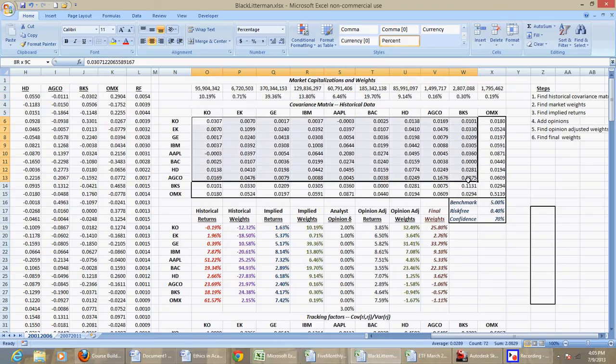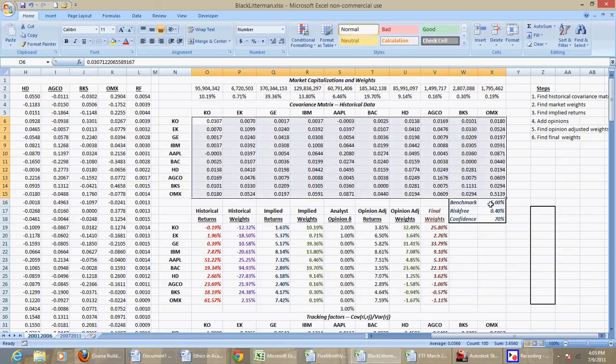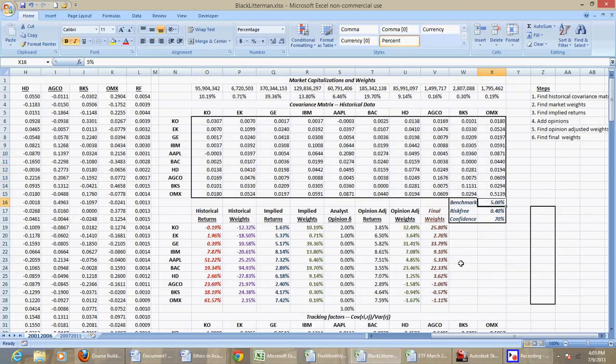This is the covariance matrix that you know how to build. This is what I expect the market return to be. This is the risk-free rate, so the difference is a market risk premium. Just for fun, come up with the historical returns just by taking the average of these over here. These are the historical returns. Using the historical returns and the covariance matrix, come up with the historical weights. That's what we've already done, and look how wild they are, how far off they are.